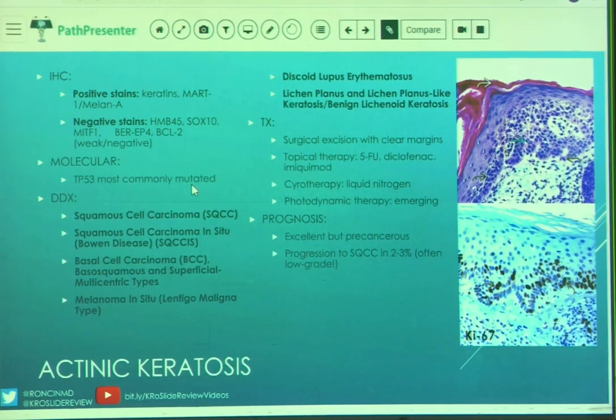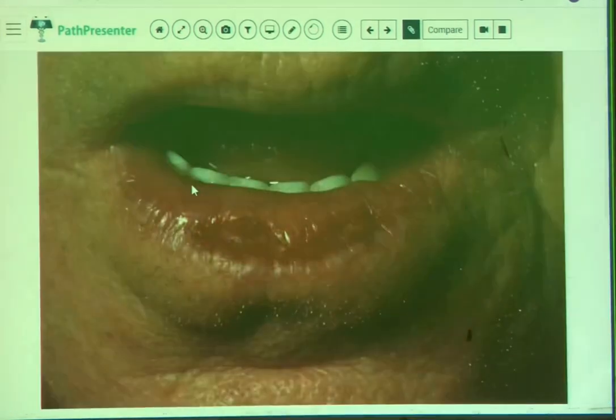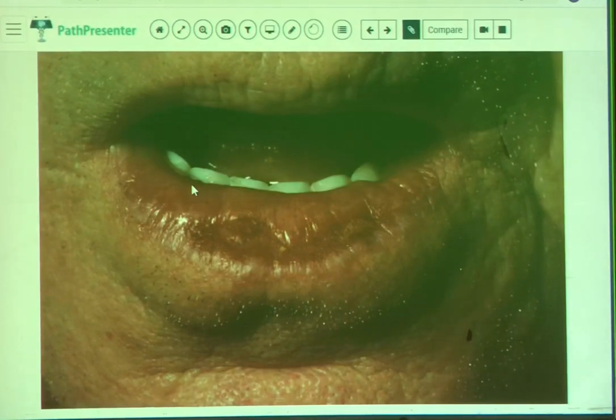The prognosis on these is excellent, but again, these are precancerous lesions, so there's progression to invasive squamous cell carcinoma in 2-3%. Often, though, this is low grade. So that is your actinic keratosis, and this is case 4.